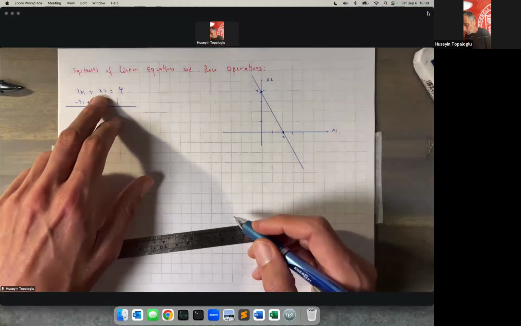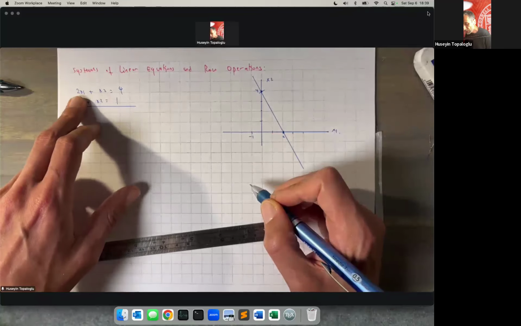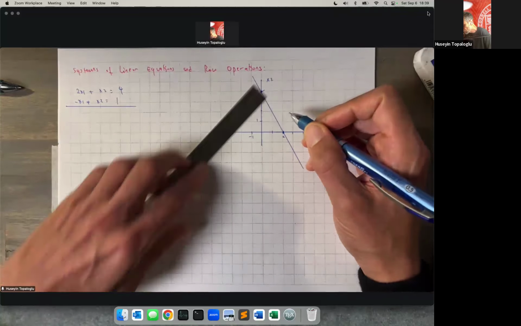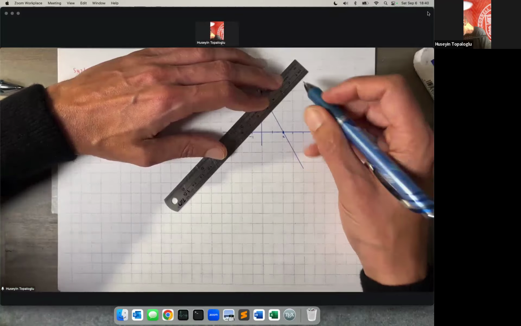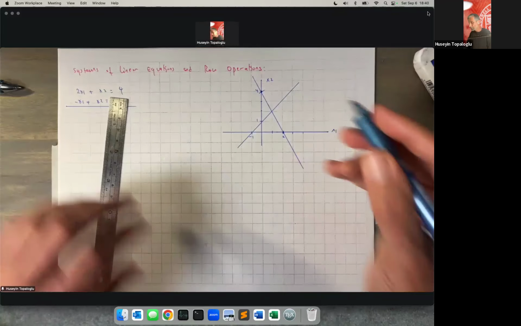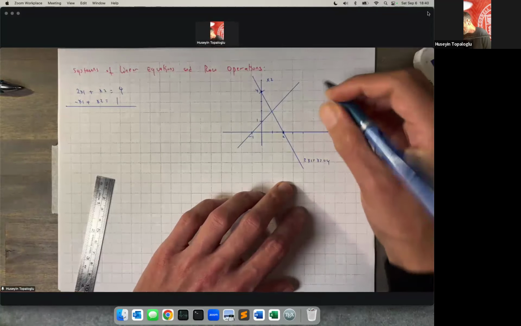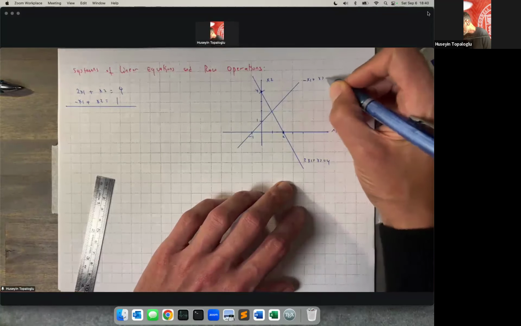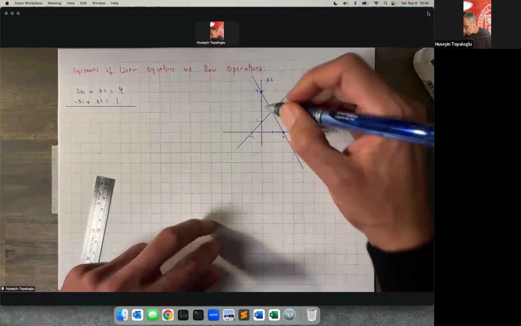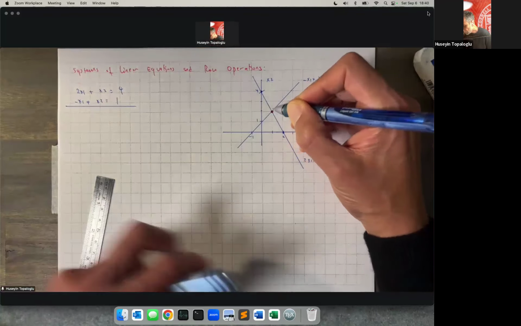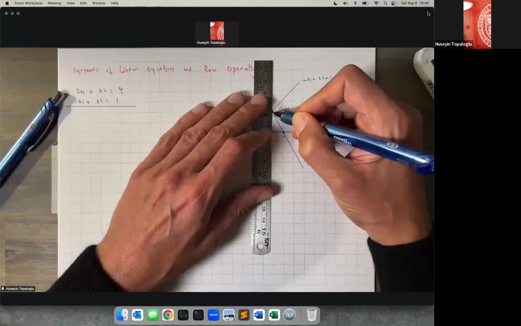Let's plot the second line. When x2 is equal to 0, x1 is going to be equal to minus 1. When x1 is equal to 0, x2 is going to be equal to 1. So the second line looks something like this. Okay. So this is the line 2x1 plus x2 equals 4. Minus x1 plus x2 equals 1. And what is the set of points that satisfies the system of equations simultaneously? It's this point, and that is the point 1, 2.